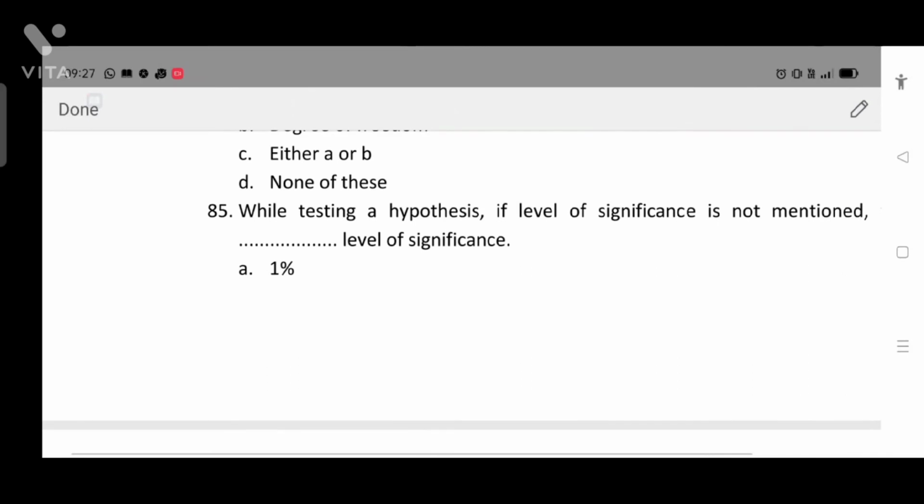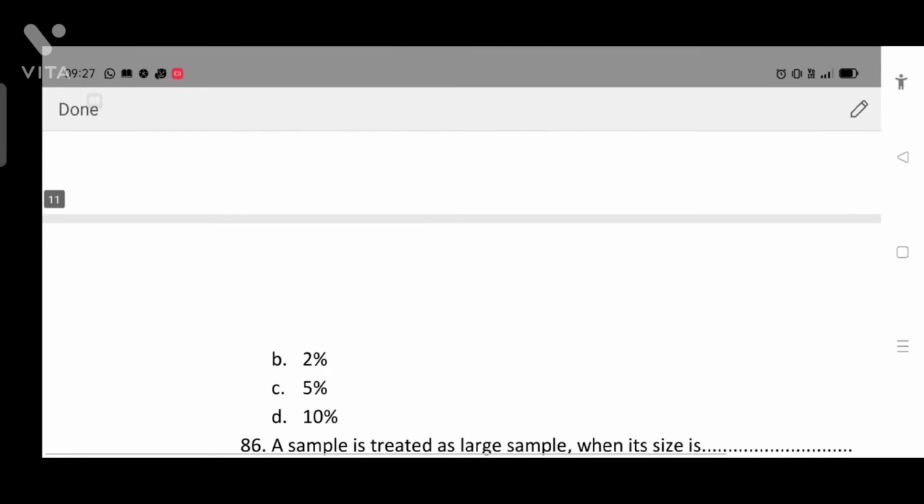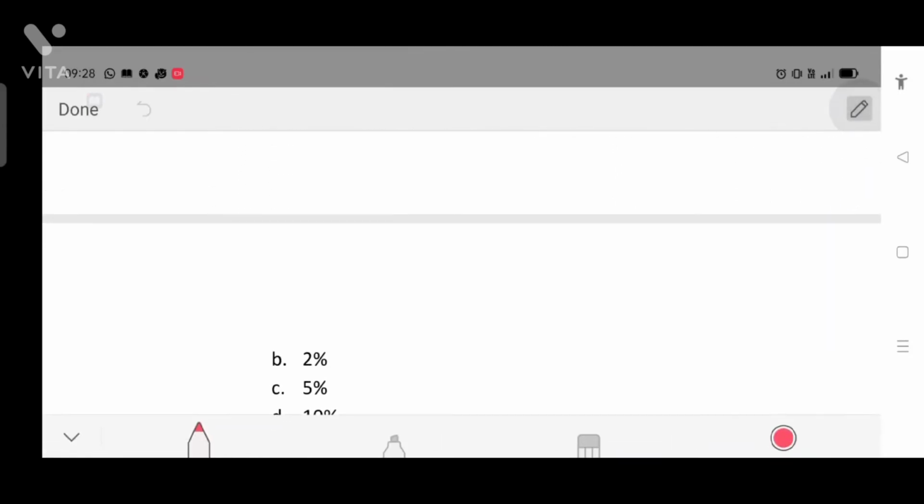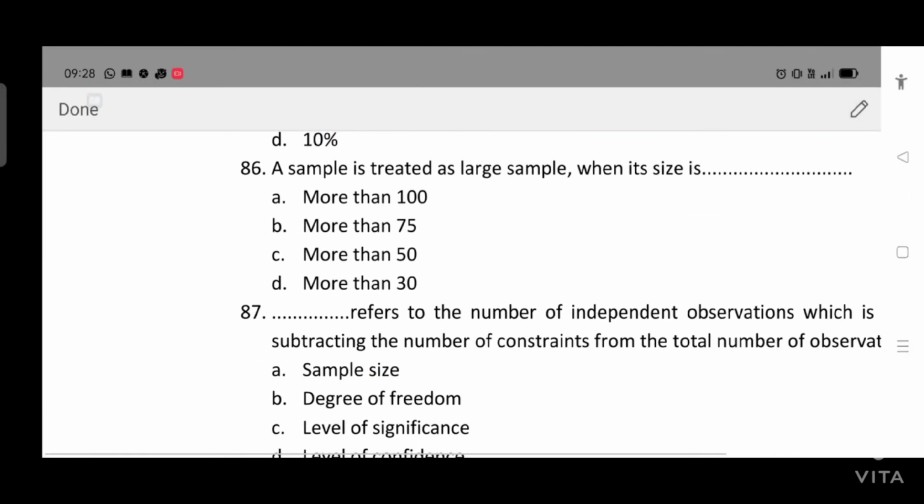Question number 85. While testing a hypothesis, if level of significance is not mentioned, dash level of significance. A, B, C, D. Answer C, 5%. A sample is treated as a large sample when its size is A, B, C, D. More than 30.